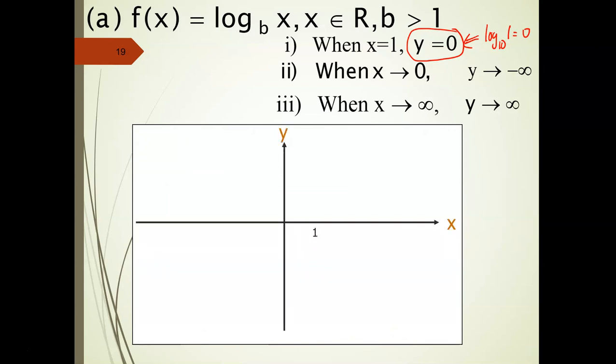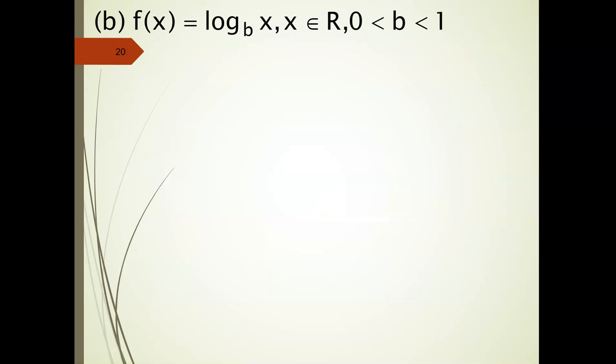There will be a coordinate of (1, 0) there. So this is the graph. You must always remember how the graph looks like. The domain of the function is 0 to infinity, the range will be negative infinity to positive infinity. Next is log_b x, x is still a real number, but then your b is between 0 and 1.